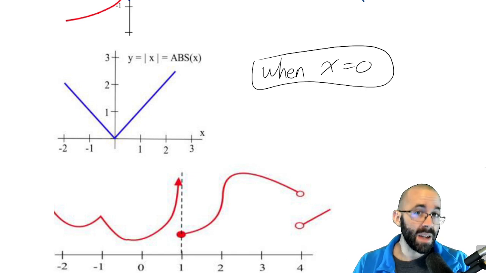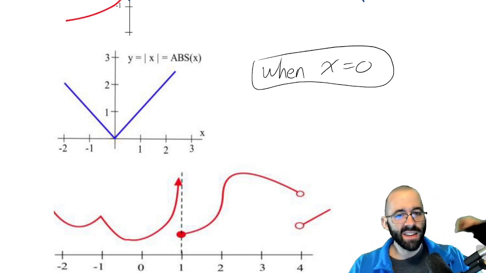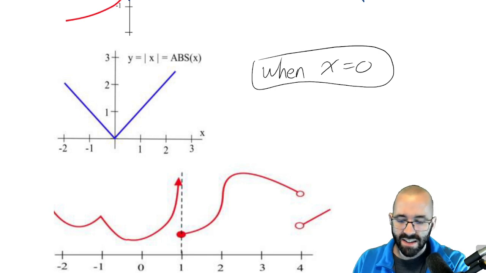That may remind you of limits. The derivative actually is a limit, and that's why. We have a slope from the left, we have a slope from the right. They're not the same. The derivative doesn't exist.